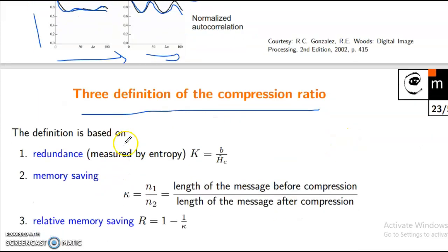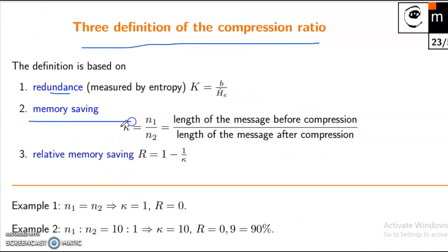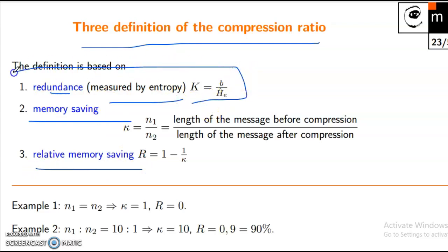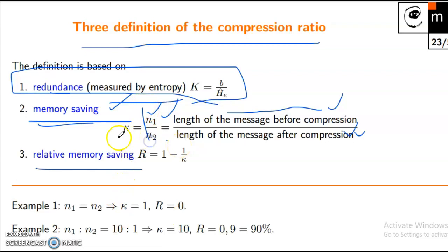Three definitions of the compression ratio, based on redundancy, memory saving, and relative memory saving. Redundancy measured by entropy: k equal to B divided by H cap. Memory saving: K equal to N1 by N2, the length of the message before compression divided by the length of the message after compression. That ratio is called K, the memory saving.